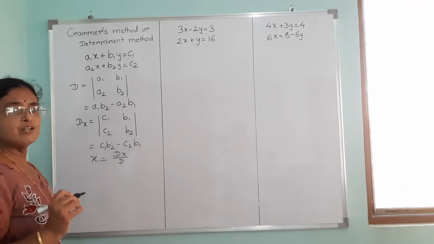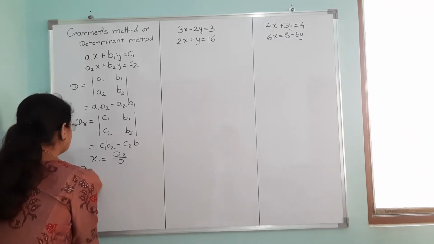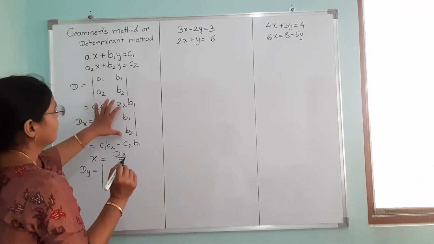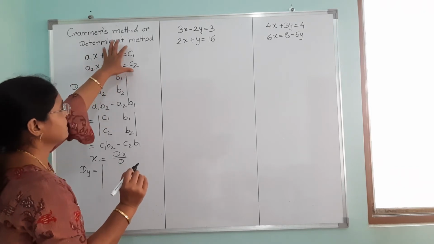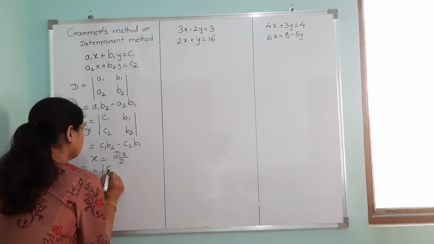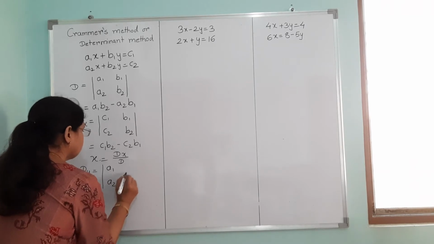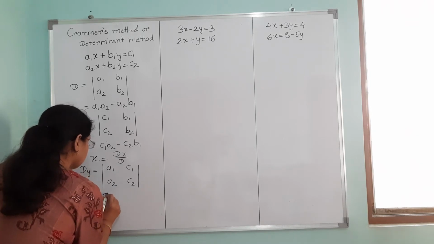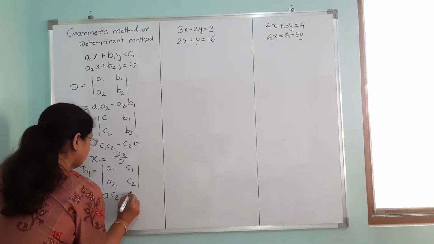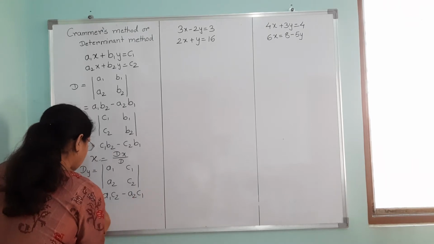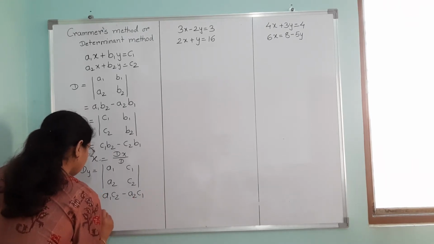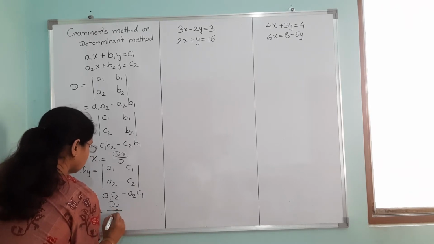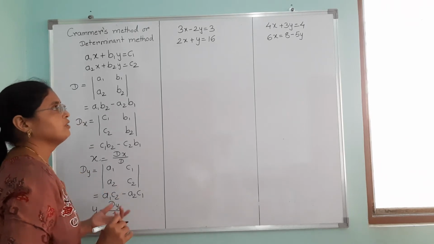Then for finding the value of variable y, we have to form the determinant dy. Here the column of y coefficients is replaced by the constants. So the first column will be a1, a2, then c1, c2, and we solve them as a1 into c2 minus a2 into c1. Hence to find the value of y, we divide the determinant dy by d, and we will get the value of y.